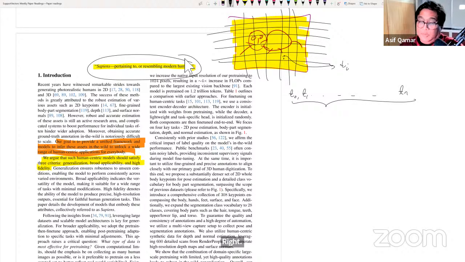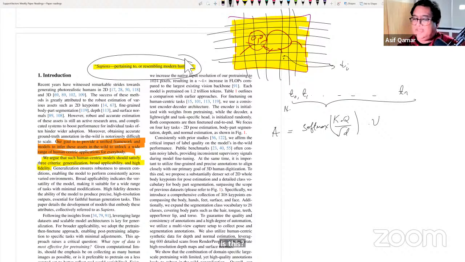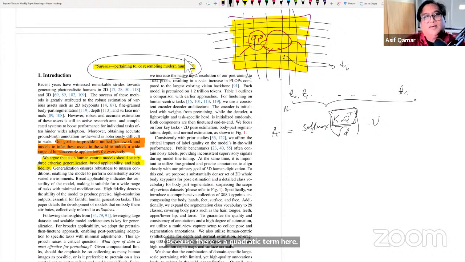So what does that mean? Suppose you have n tokens. You realize that if you're using a transformer architecture, because you have the K and Q, just to whet your recollection, do we remember this function? The attention is this, right? Because there is a quadratic term here, remember there's a dot product in attention.